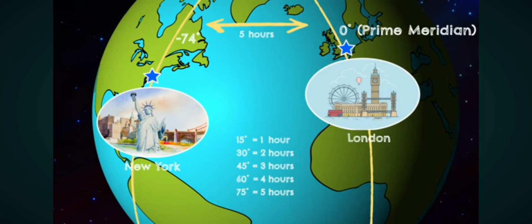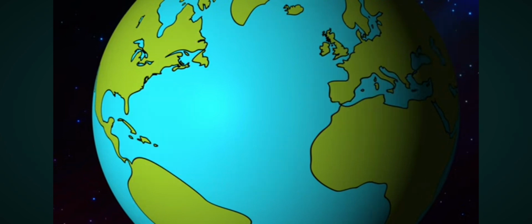The prime meridian marks the base time zone, which is called the Greenwich Mean Time or the GMT. All other time zones are measured relative to the GMT.